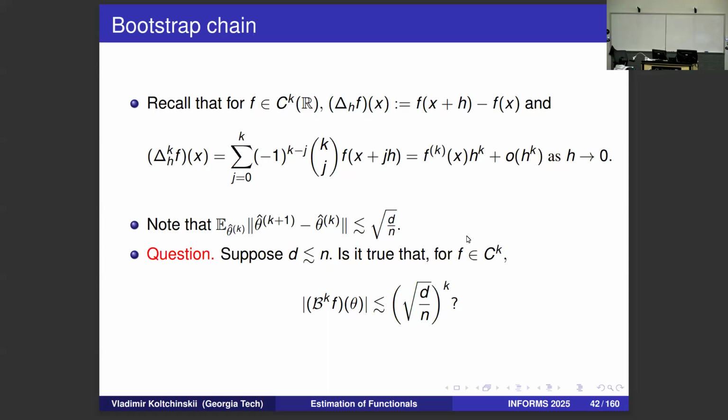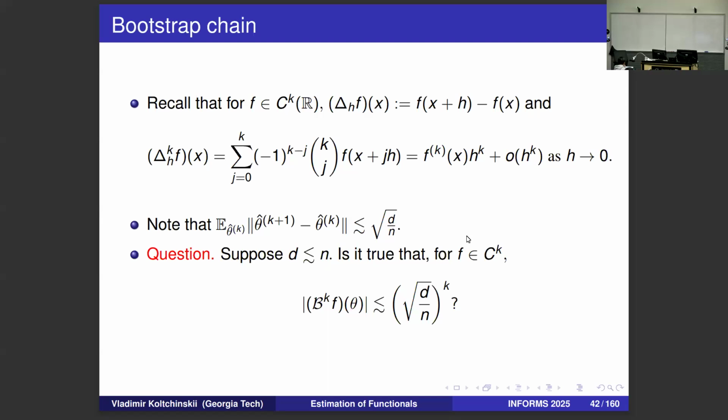Again, we can view this motion on the real line from x to x plus h to x plus twice h and so on as a very simple deterministic Markov chain, and then this thing would be exactly the same as the things that I wrote before for this bootstrap chain. Now, it is well known from classical analysis that this k-th order difference for a k times continuously differentiable function can be written this way. So it will be of the order h to the power k.